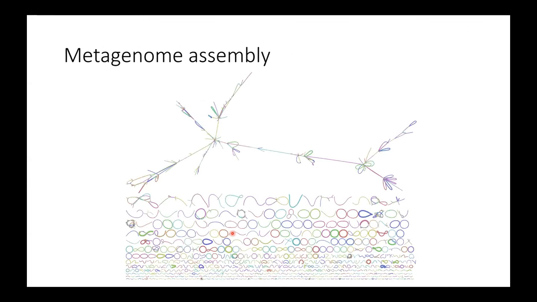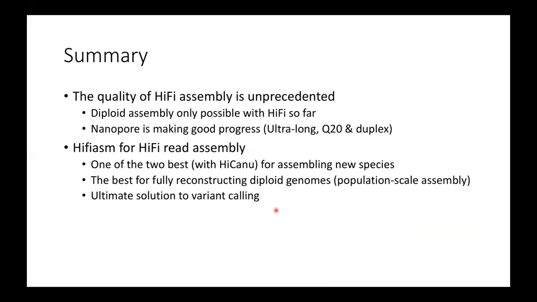And outside of that, we do metagenome assembly. If you just show the assembly graph, you can see the circles. In this graph, there are more than 100 circles of one megabase or longer. Each circle is a complete genome.